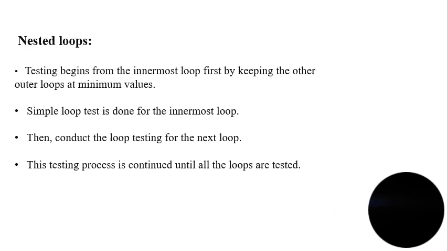Nested loops. In nested loops, testing begins from the innermost loop first, keeping the other outer loops at minimum values. Simple loop testing is done for the innermost loop. Then conduct the loop testing for the next loop. This testing process is continued until all the loops are tested.